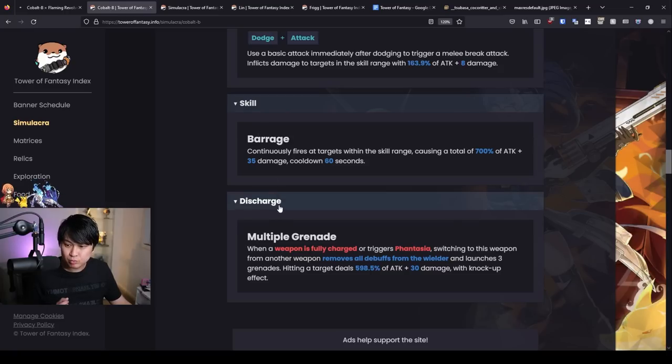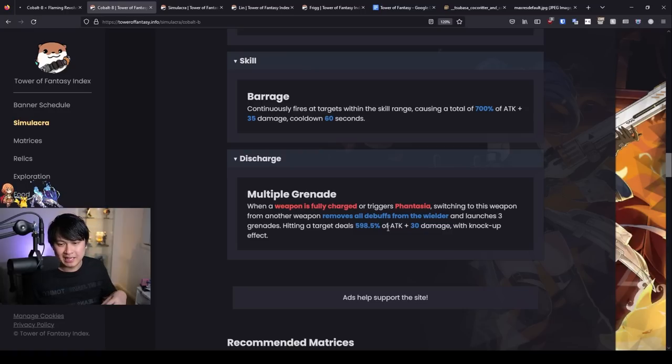Both the weapon skill as well as the discharge, Barrage and multiple grenade, you can see they are essentially like your damage, and that is kind of it. She is most certainly a DPS unit. Flat DPS at this point. There is indeed a little bit of crowd control over here on the multiple grenade where you can get a knock-up effect. However, by and large, she is just going to be doing pew pew damage, kind of like your Samir, right? You just do flat damage, and that's kind of all you do.